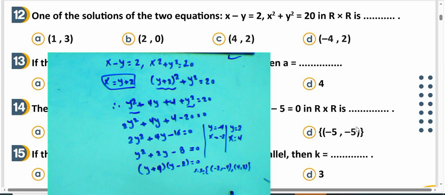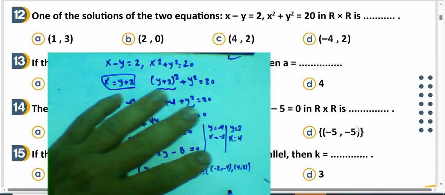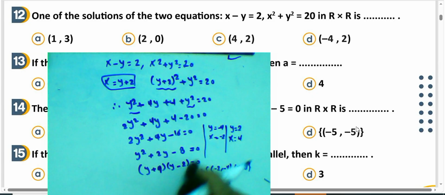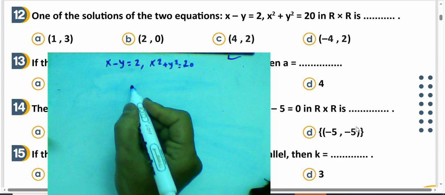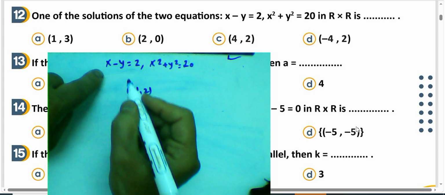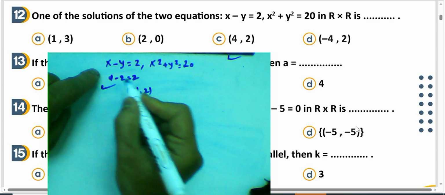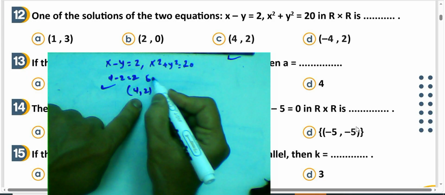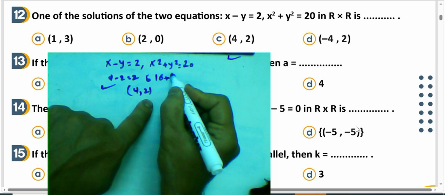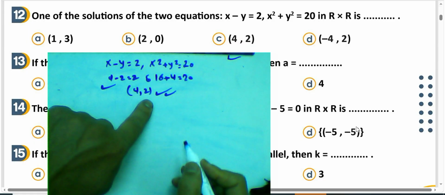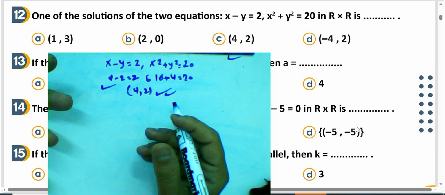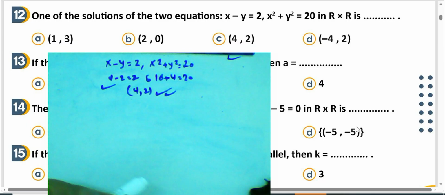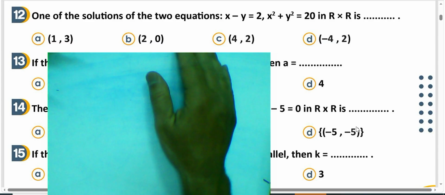Okay, 4 and 2. You can solve the example by another method. You can ask yourself which point satisfies both equations. Put the point 4 and 2: x equals 4, 4 minus 2 equals 2, so it satisfies the first equation. Then 4 power 2 equals 16, and 2 power 2 is 4, 16 plus 4 is 20, so it is satisfied. Choose among letters A, B, C or D the point that satisfies both equations together. You can choose letter C. Okay. Next question.